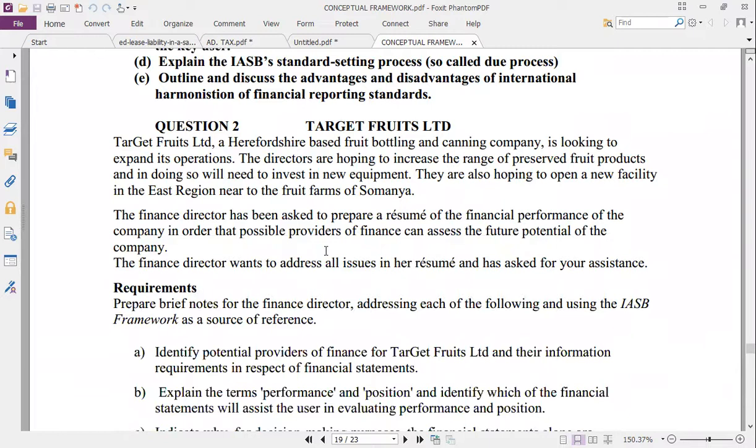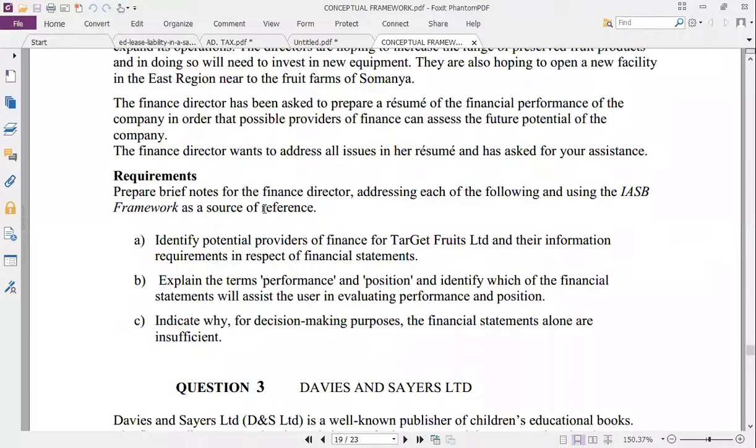Let's go to Target Foods Limited. I'll go straight to the requirements to avoid deviation. Required: prepare brief notes for the finance director addressing each of the following, using the IASB framework as a source of reference. A. Identify potential providers of finance for Target Foods Limited and their information requirements in respect of the financial statements.